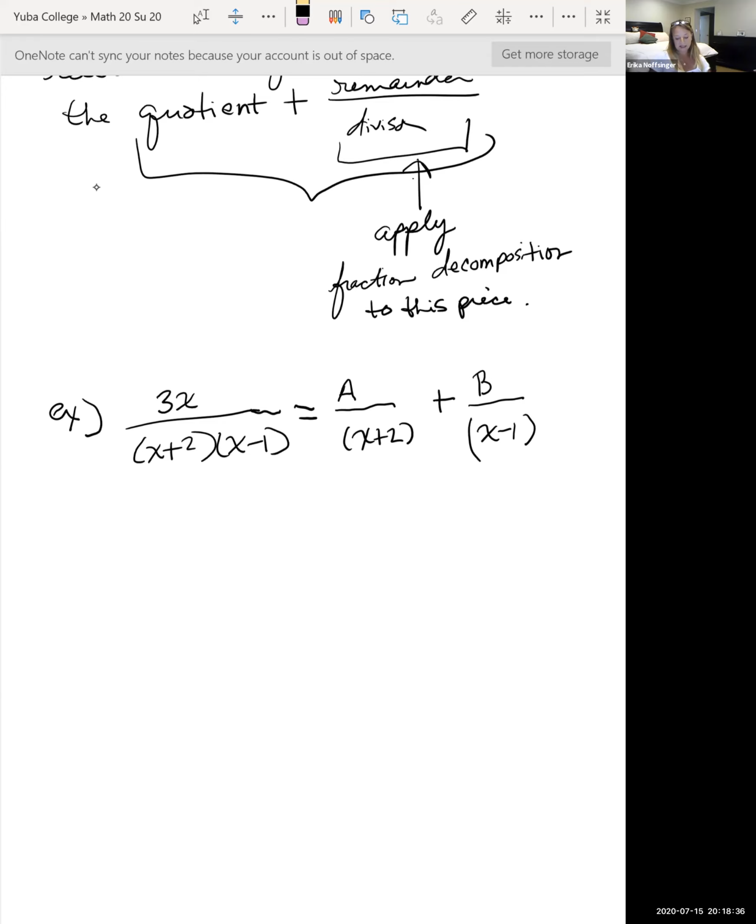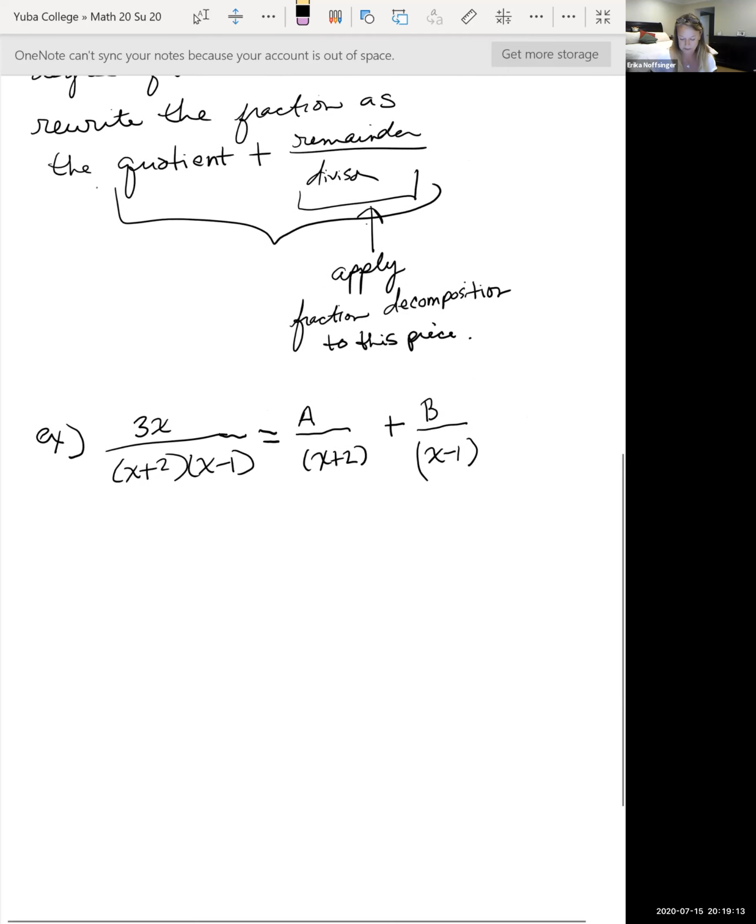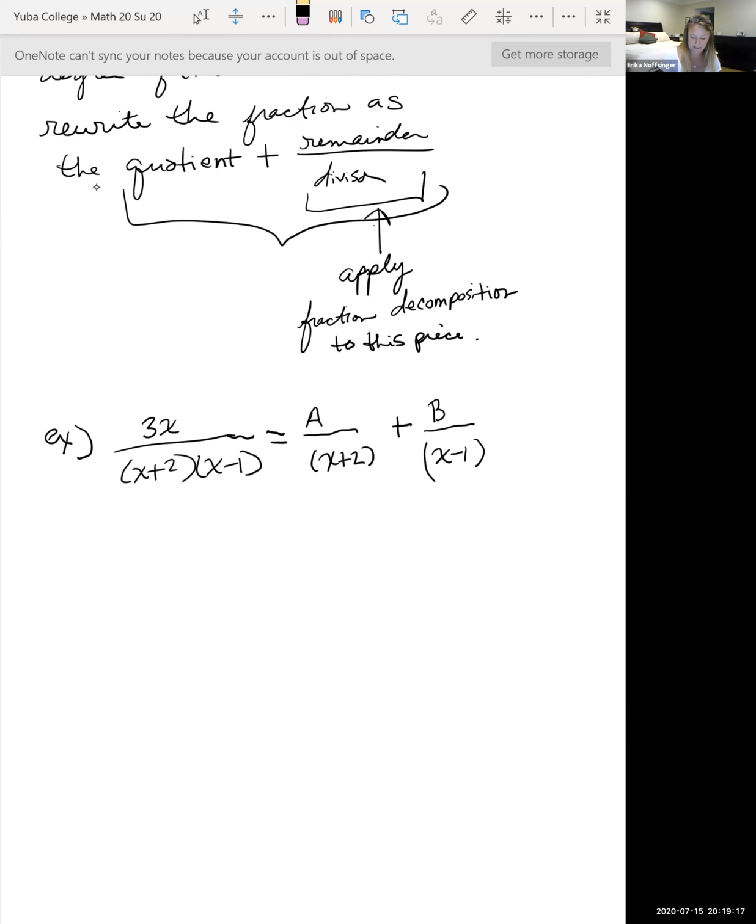Once you've done that, we really only care about what A and B are. If I sum this together, I'd have to get a common denominator, and then I could just set my numerator equal to my numerator P. Well, how we can get that is we can just clear our fraction. So once you've rewritten it as a sum using the rules for what type of factor is in the denominator, you want to clear your fraction by multiplying by the LCD, x plus 2 times x minus 1. The LCD is going to be what this denominator is here. So clear the fraction by multiplying by the LCD.